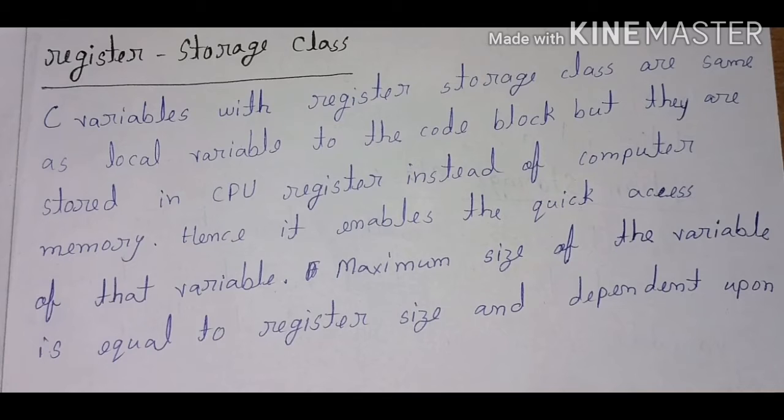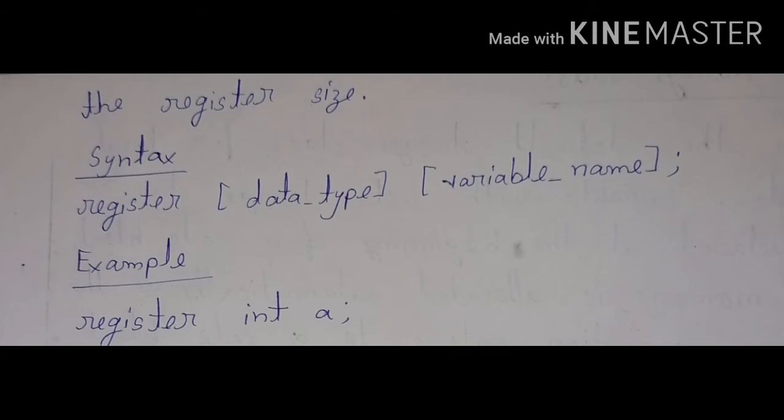What is register storage class? C variables with register storage class are the same as local variables to the code block, but they are stored in the CPU register instead of computer memory. It enables quick access of that variable. Maximum size of the variable is equal to the register size and depends upon the register size. Here is the syntax of register storage class: register, data type and then variable name, semicolon. Here is an example: register int a, semicolon.